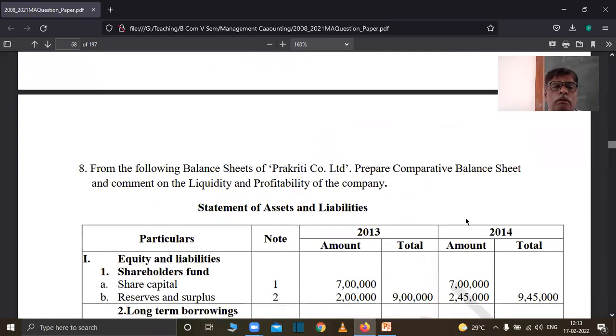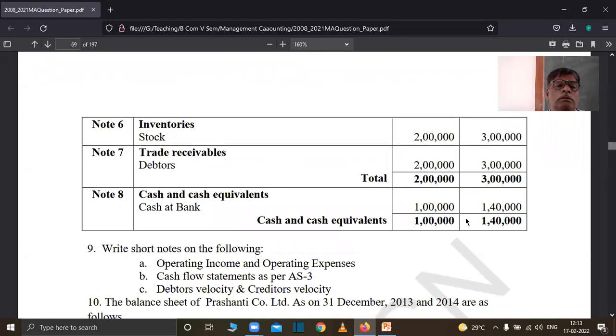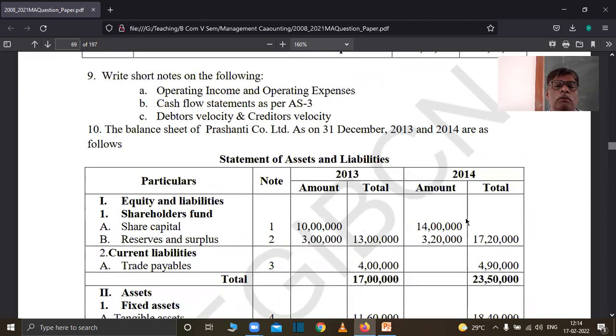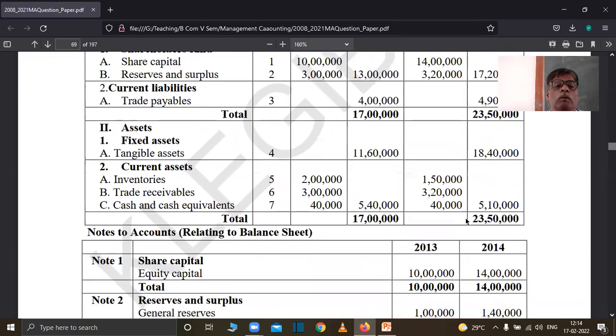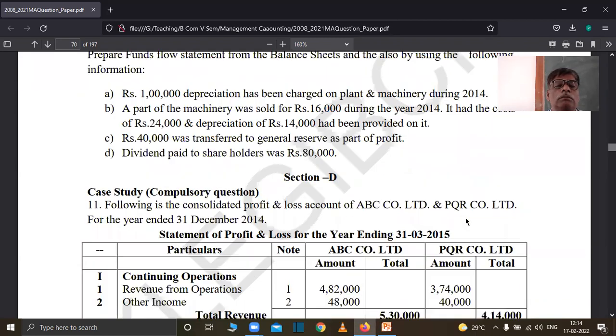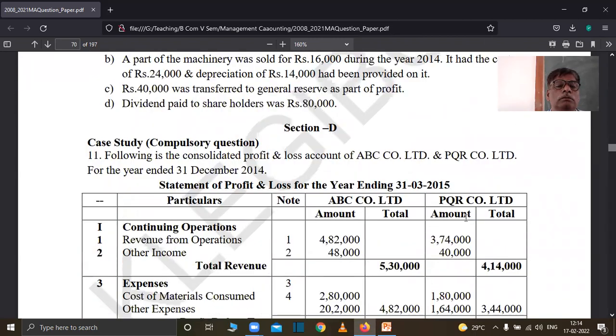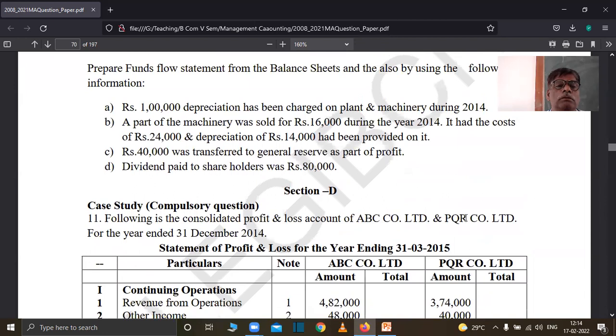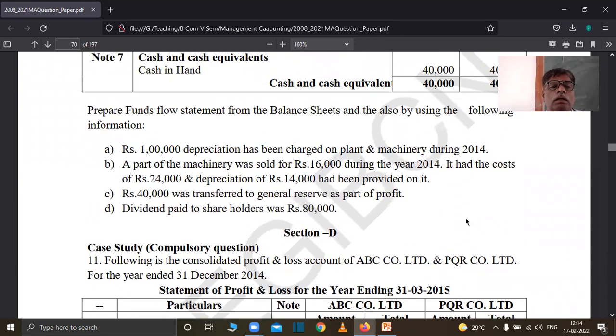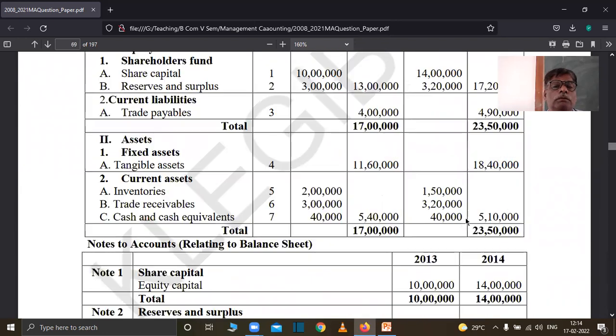Question number 8. Question number 9. Operating income, operating expenses like this. Cash flow is there. Question number 9. Then question number 10 is connected with fund flow statement.